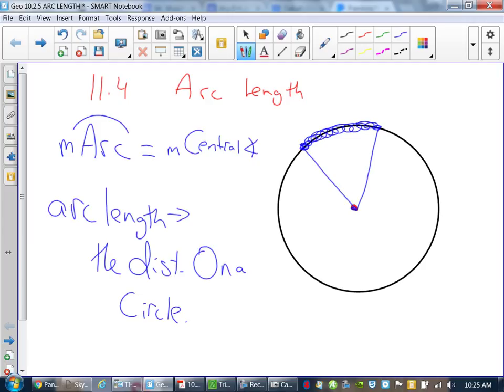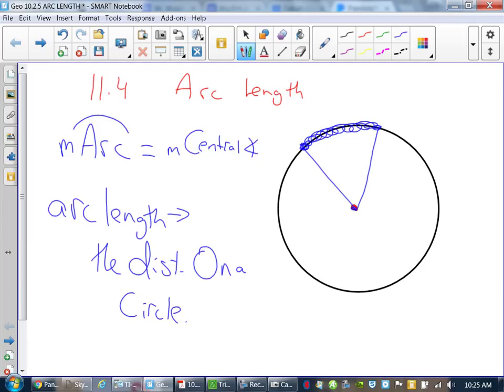Now, if you think about it in terms of distances, when you have a circle, we know that the shortest distance between two points is always a straight line, right? So if you're walking part of the curve, is that longer or shorter? It has to be longer. It's a longer distance to walk around a curve as opposed to a straight line across.